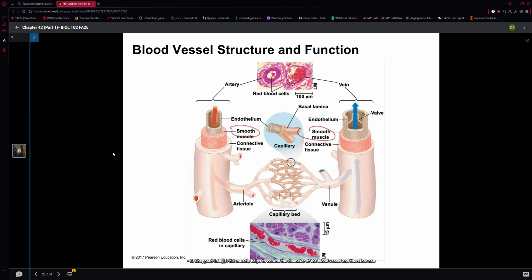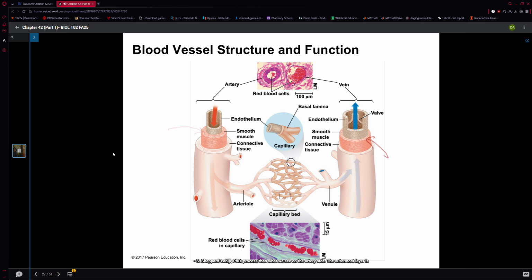But the smooth muscle helps to control the diameter of the blood vessel, and it therefore can control the amount of blood that flows to organs. So there's going to be a little bit more of a regulatory role seen here on the artery side versus the vein side, because remember, the vein side is meant to be our reservoir. It's meant to be collecting blood. So it's more of a passive process than what we see on the artery side.